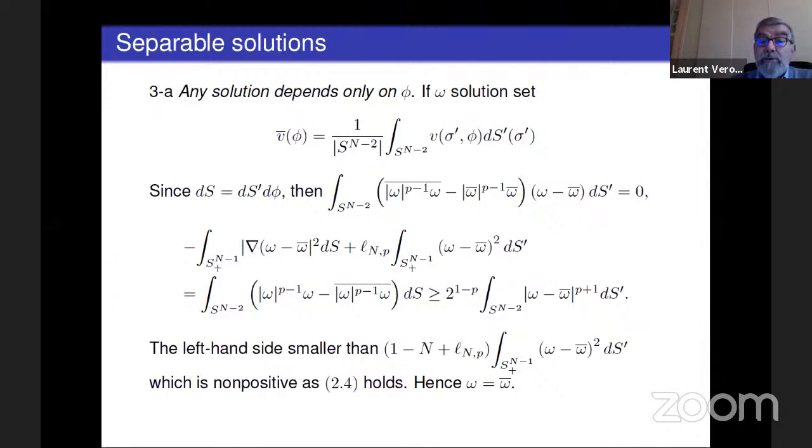So this is non-positive. And so the result is that in order for this to be possible, omega must be equal to omega bar. So the function is equal to its average with respect to the variable on S n minus 2. So it depends only on the first variable.